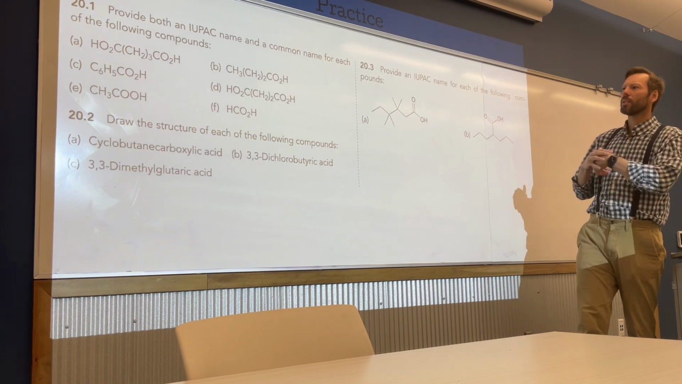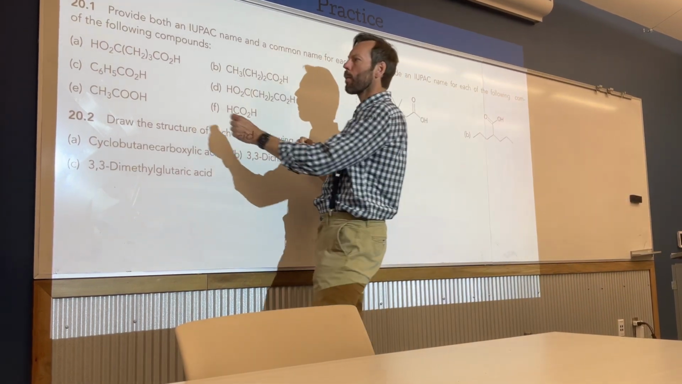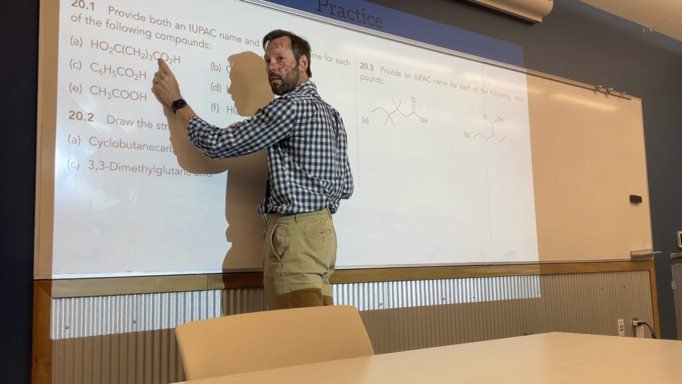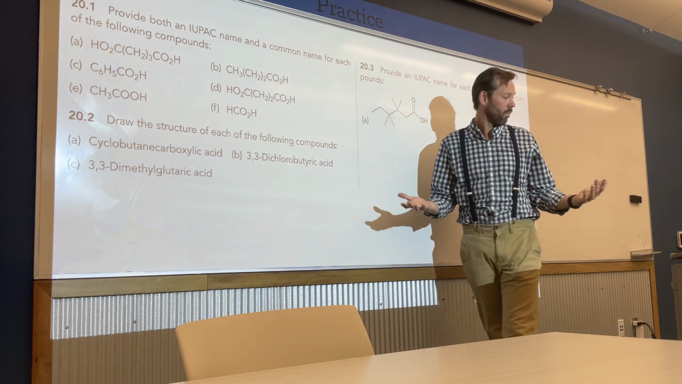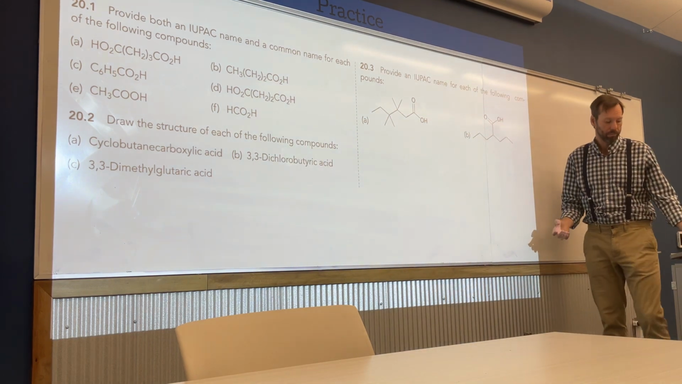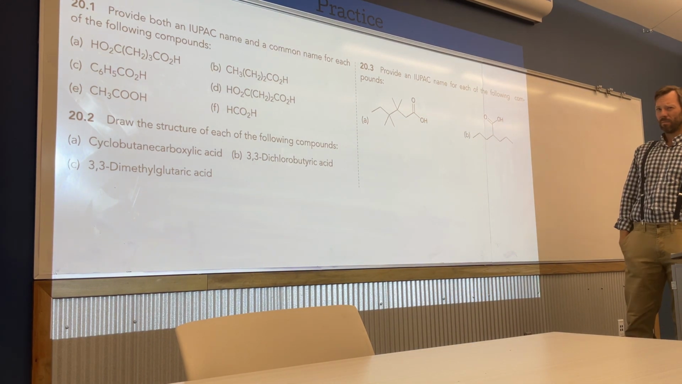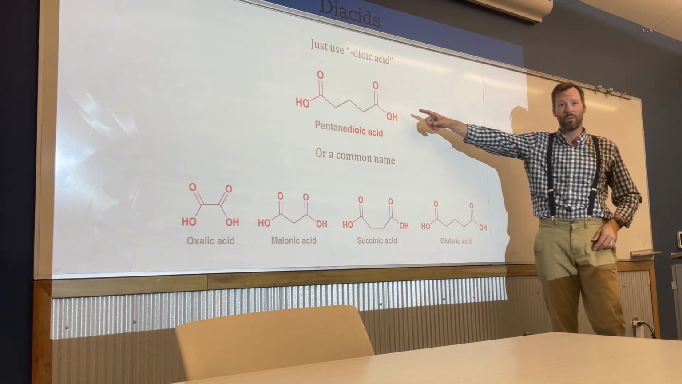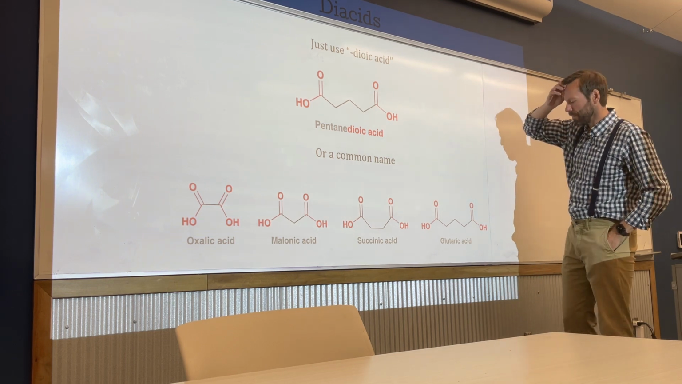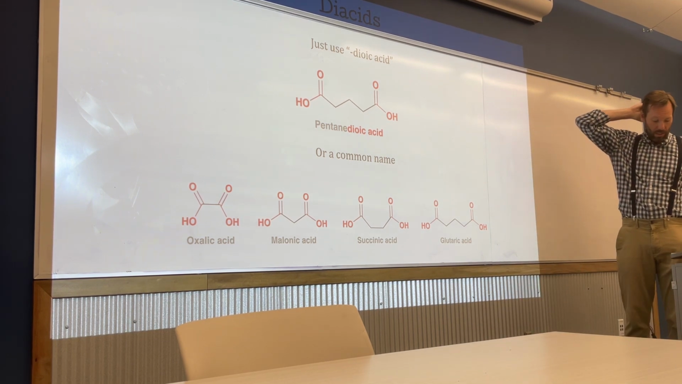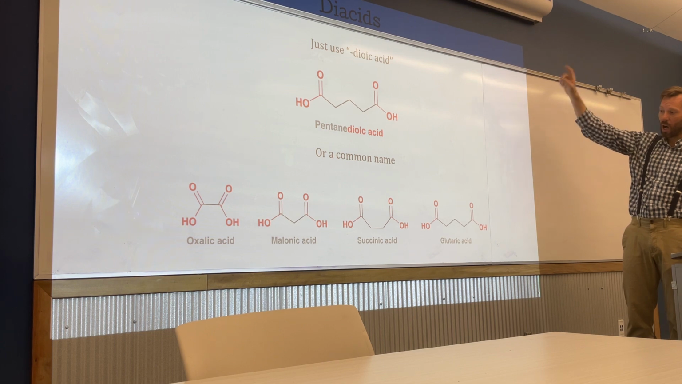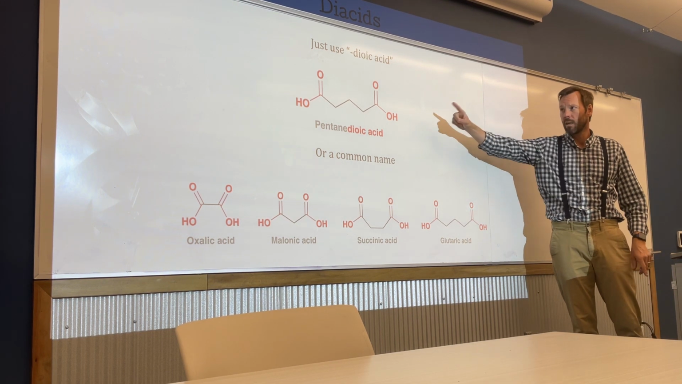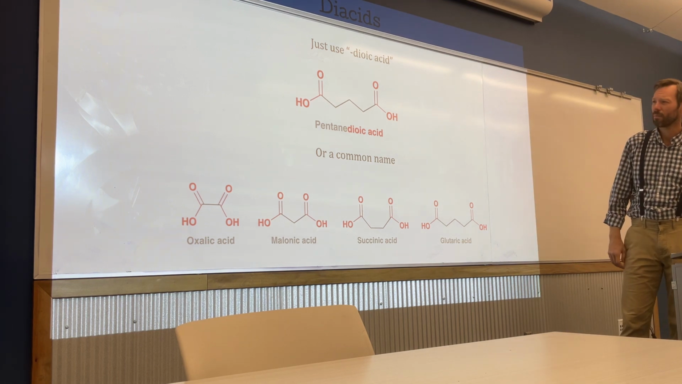So then going back to this part, right? We have how many carbons? We have 1, 2, 3, 4, 5. So what would that be? Pentane dioic acid. Yeah, it's this one right here, right? And so the common name would be glutaric acid, IUPAC name pentane dioic acid.